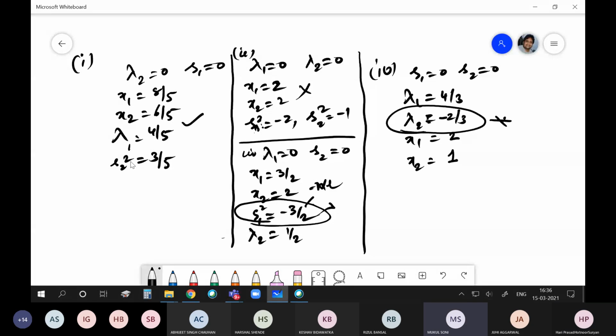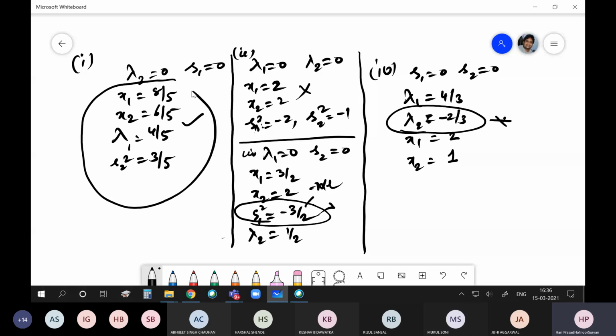Sir, where both S1 and S2 are 0. Where? In the first one. The actual solution is the optimal value occurs here. Okay. So my question is, among these, between these two, S1 and S2, which one will be active? The constraint, which acts as an equality constraint.